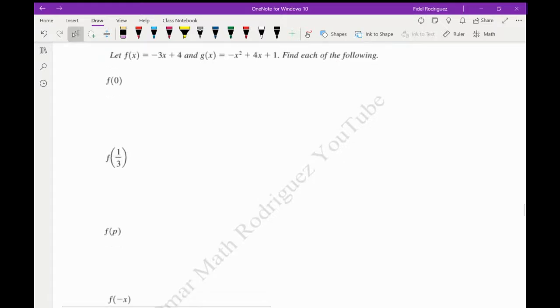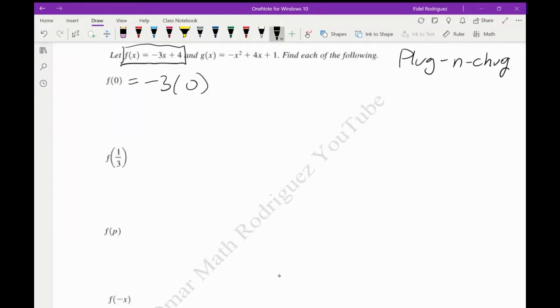So for the next couple of problems I got here, we're evaluating functions, okay? So guys, evaluating functions, I always call these problems plug and chug, because all we're going to do is take our value and plug it in, right? Okay, so let's take a quick look here. Here's my function f of x, and it's equal to negative 3x plus 4, and I'm finding f of 0. So the only thing I'm going to do here, y'all, is everywhere I have an x, I'm going to plug in the number 0, right? Okay, so let's see. Negative 3 times 0 is 0, plus 4 is just 4, right?